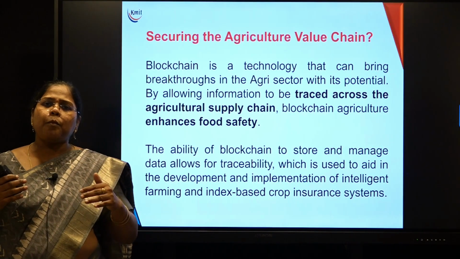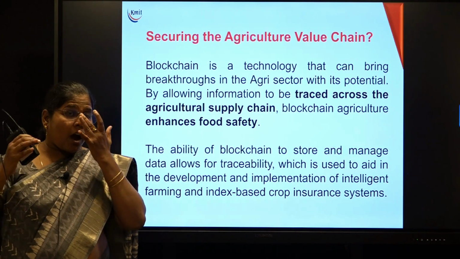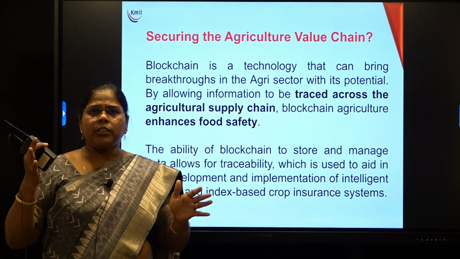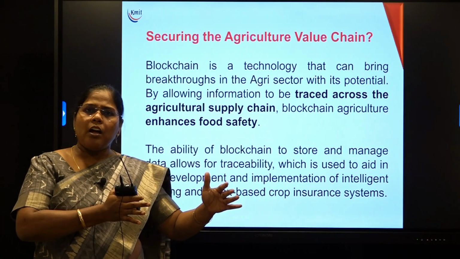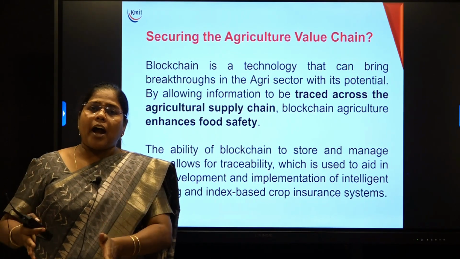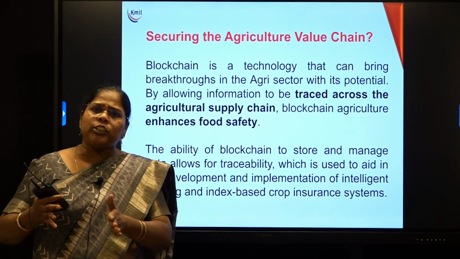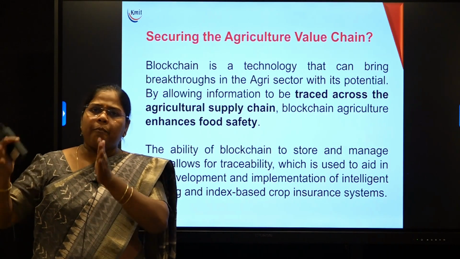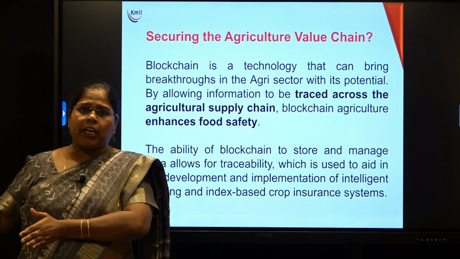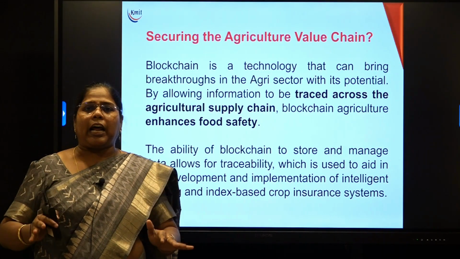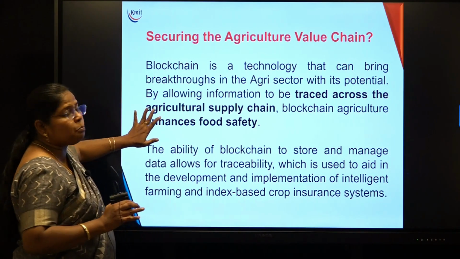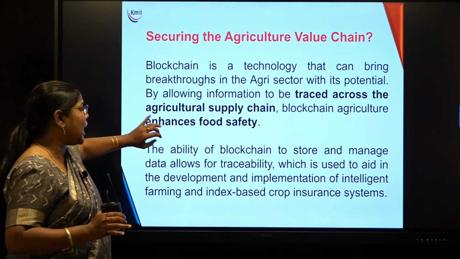So how are we ensuring the quality of the crop? We are checking the data in the database. The farmer's data should match with the distributor's data, and the distributor's data should match with the vendor's data. The vendor's data should match with our customer's data, and only then can the transaction be validated. This is what we call blockchain technology in agriculture.